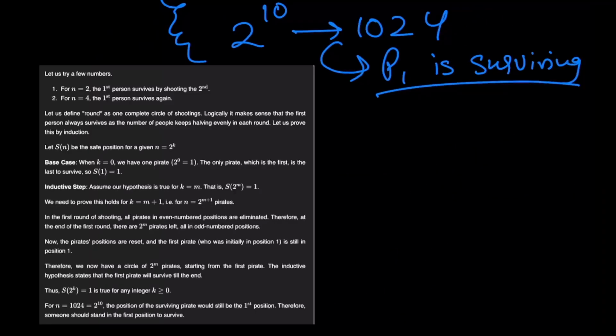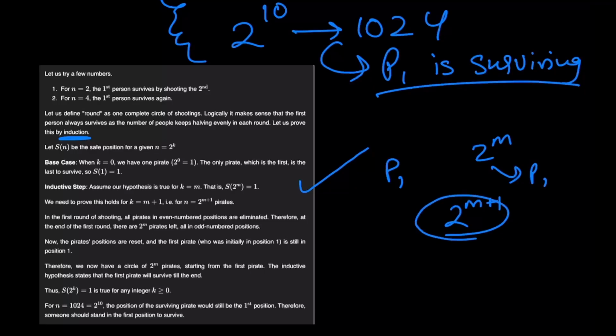So this is the official Brainstellar solution on the website. It is pretty similar to what we just talked about. It's given in a lot more formal mathematical notation. Basically, it uses mathematical induction, and it says that for the base case where there's only 1 pirate, we know that P1 is going to survive. Now coming to the inductive step, we assume that for 2 to the power m pirates, P1 is going to survive. And now we try to prove that for 2 to the power m plus 1, which is twice as many pirates, P1 is again going to be the person who survives.